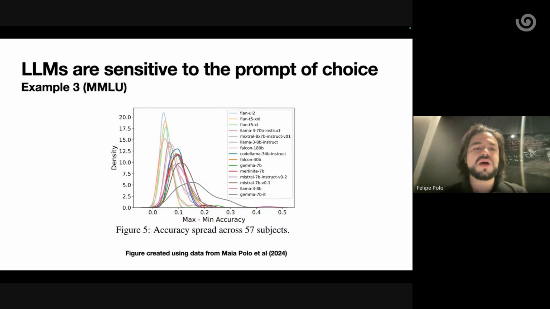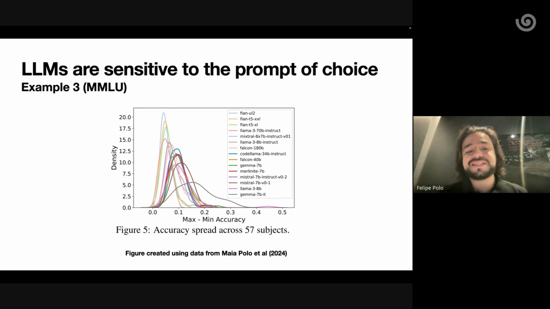Finally, we have some examples from MMLU. And this is from our paper. So we also did this study. Basically what we do here, we have 15 state-of-the-art LLMs. And we have these 57 subjects from MMLU. And each one of these LLMs is going to respond to MMLU using 100 variations of the same prompt. And here you can see the distribution of the maximum performance in MMLU minus the minimum performance across these 57 subjects.